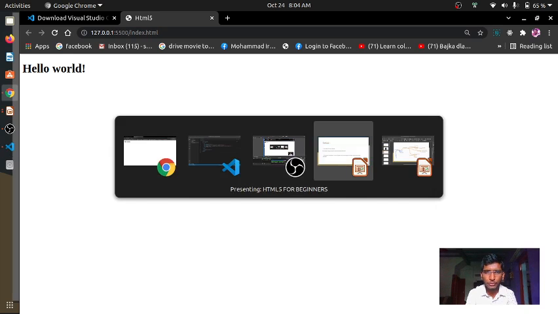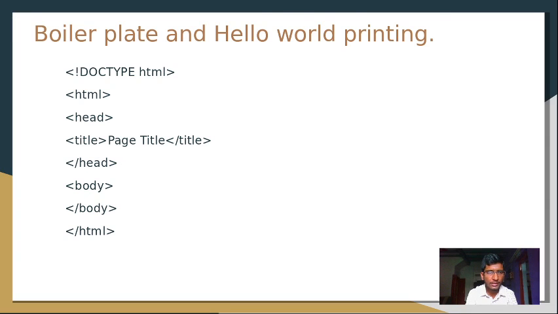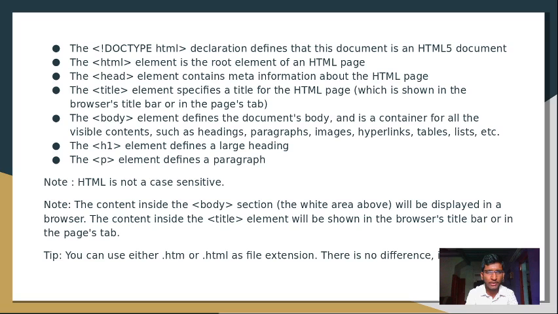So let me go to my slide again. Here is the boilerplate. I'll explain each and every tag over here. The doctype explains the document type, and html is the root element. The head contains all the information about the HTML page, the title shows what kind of page it is, and the body contains whatever content you are going to write, along with simple tags such as h1 and p, which we often use in HTML.